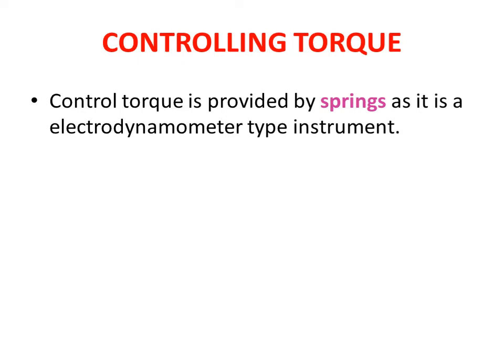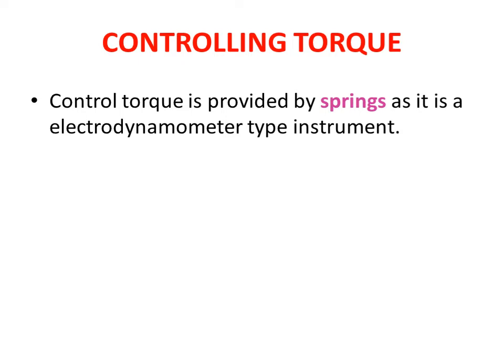So okay, deflecting torque, controlling torque, and damping torque. There are three different types of torque in instruments. Once again I'm repeating: the first one is the deflecting torque, the second one is the controlling torque, and the third one is the damping torque.